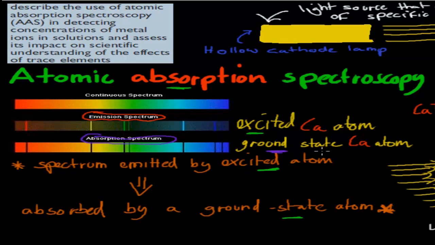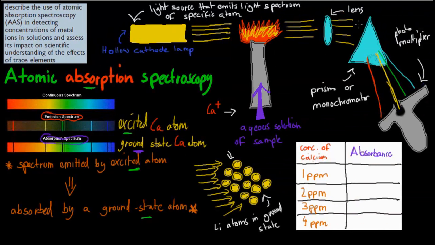So the ground state atoms, which are the ones which are not excited, they will absorb light from the excited atoms. So this emission spectrum of the excited atoms, I'll go over in a second again a bit more what that means. But we can use that knowledge to basically have a device which allows us to look at a very small sample, concentration, and figure out how much of it is inside. And we do so by using this technique here, which we call atomic absorption spectroscopy.